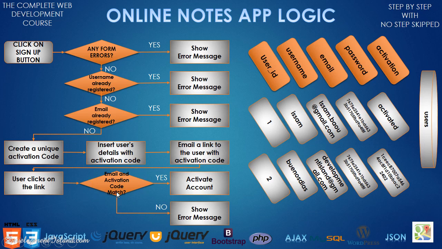So the PHP file is going to process the data and is going to compare that activation code that it received from the user with the activation code that we've got in our users table, which corresponds to the email address of that user. So if the two activation codes match, we're going to activate the account. And the activation field in the users table is going to turn to activated. If the activation codes don't match, we're just going to show an error message.